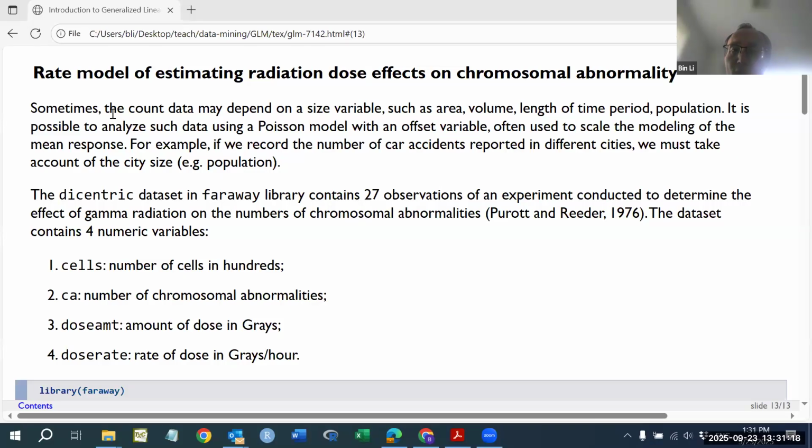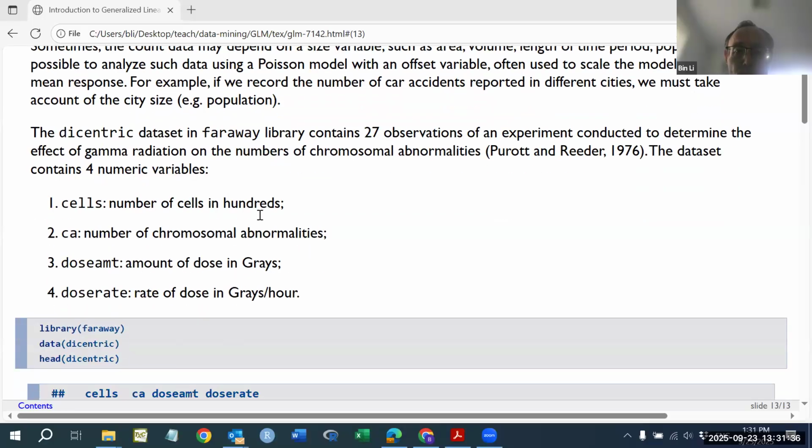So instead of modeling the count itself, maybe it's better to model through the rate. That's the count divided by the size variable. Okay, so I will show you one example. Here, this is the dicentric data set in the faraway library.